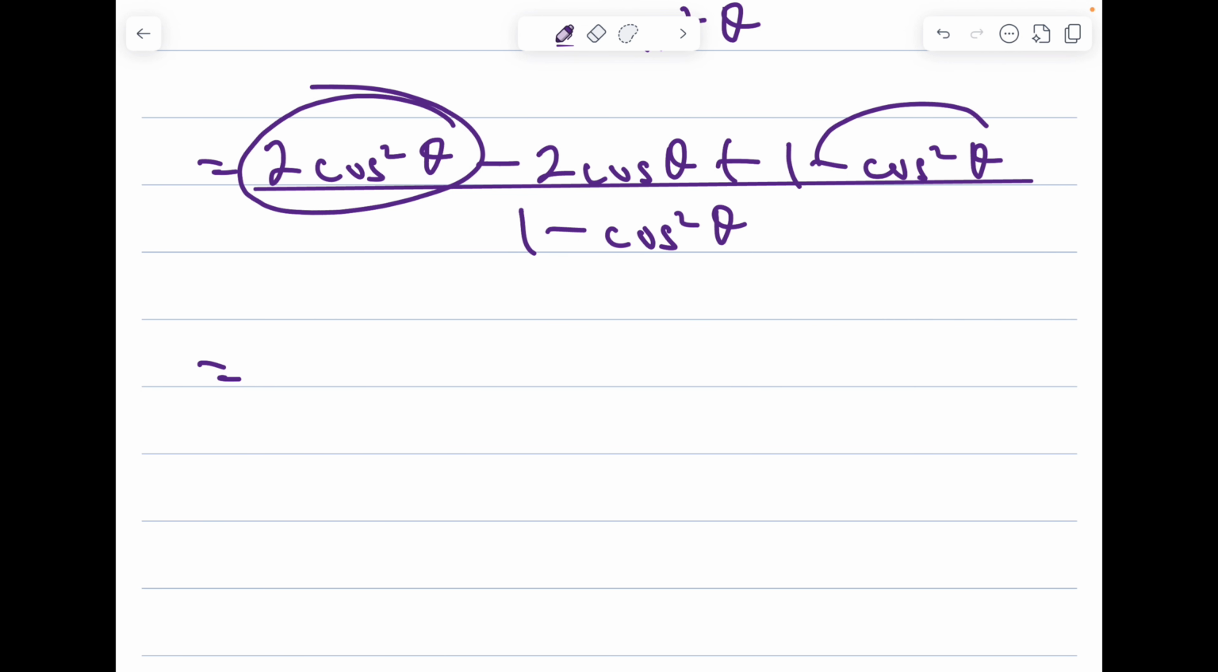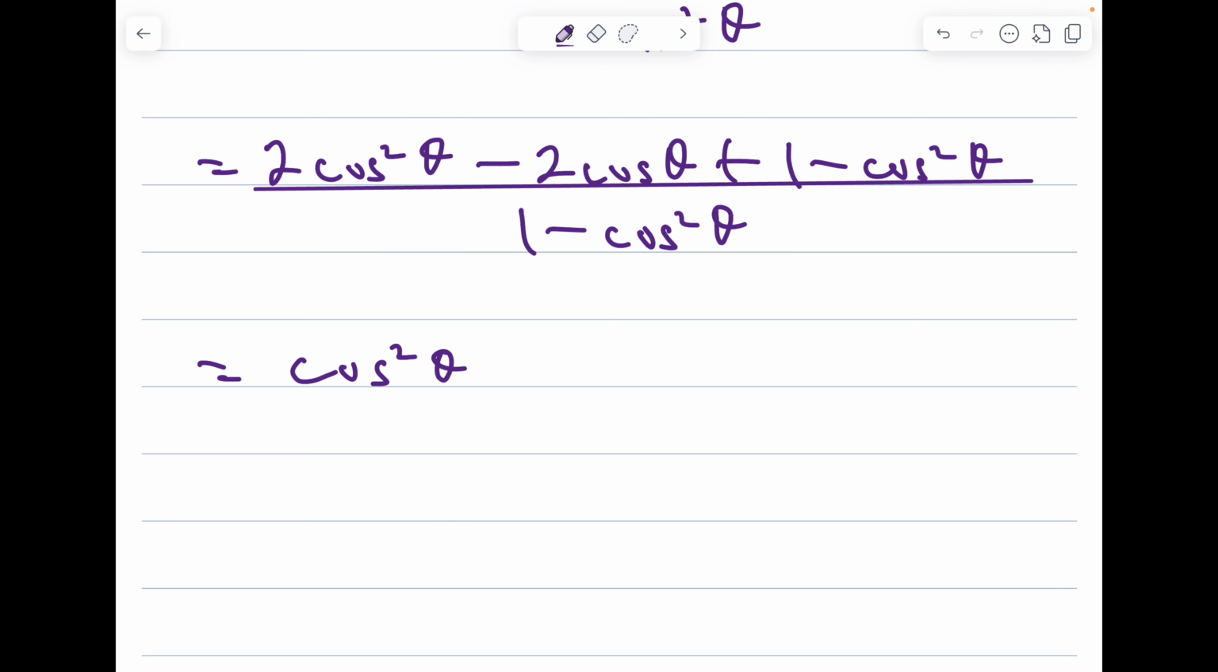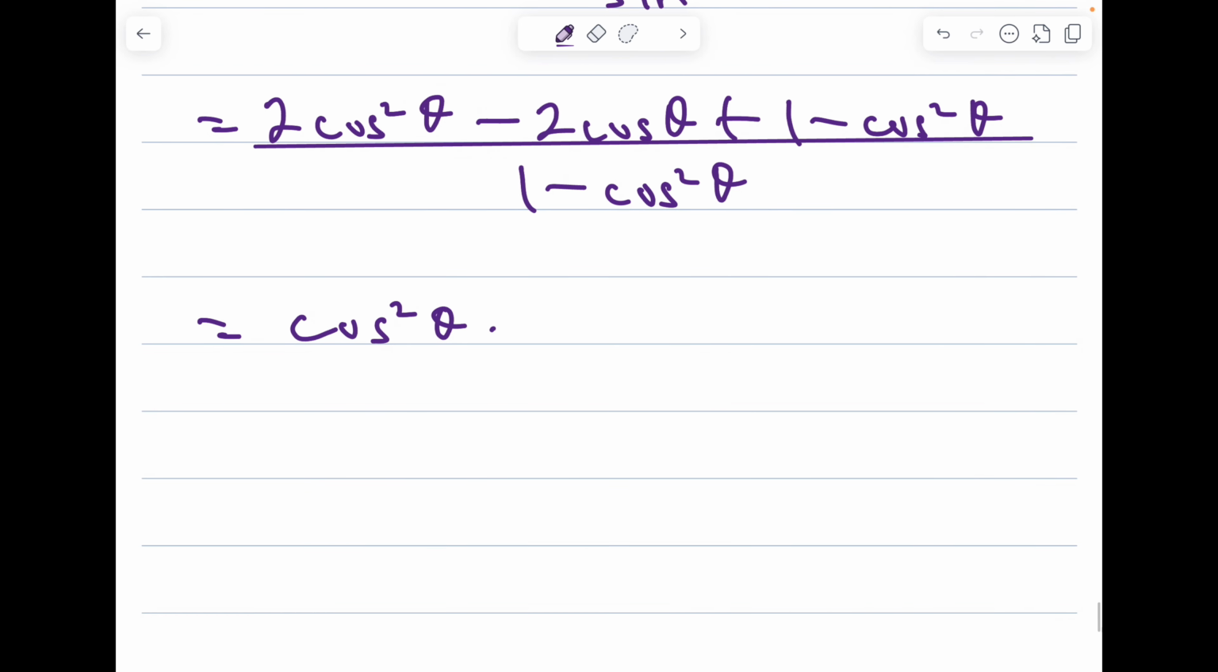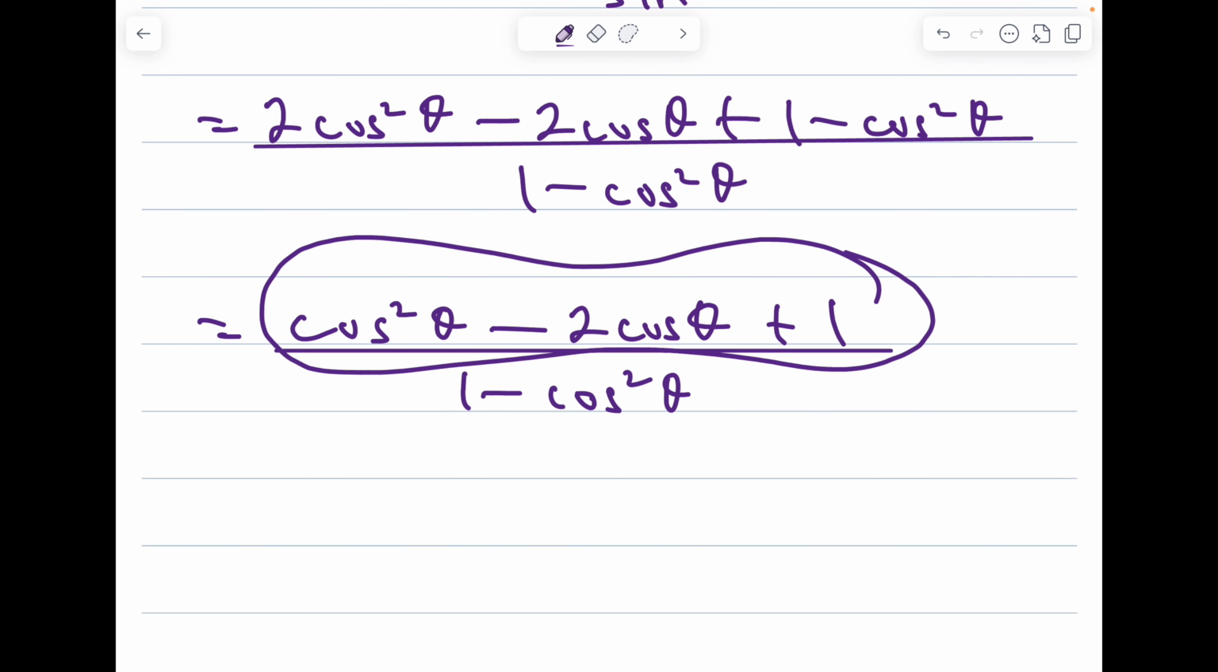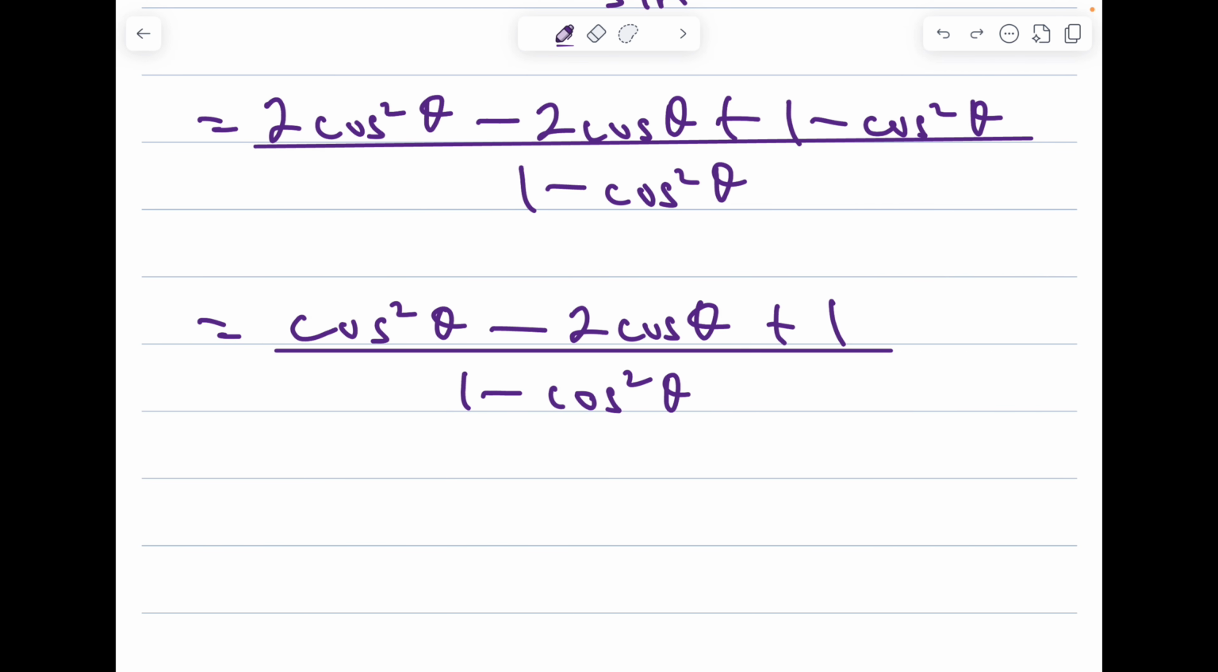2 cos square theta minus cos square theta will be cos square theta. That's the same as saying 1 cos square theta minus 2 cos theta plus 1 all over 1 minus cos square theta. Now what do we do here? We can factorize this numerator. But how do we factorize it? Let's do it this way so that we don't get confused.